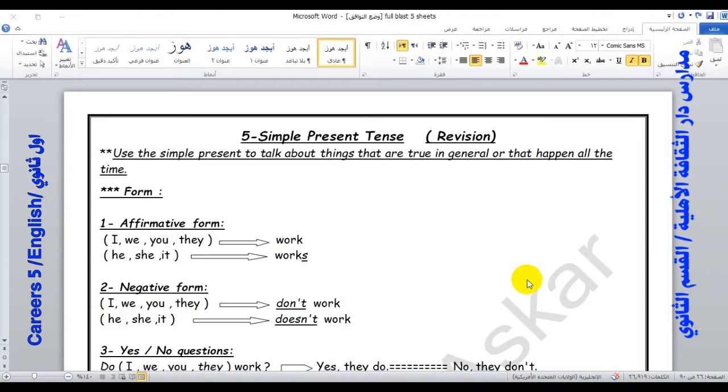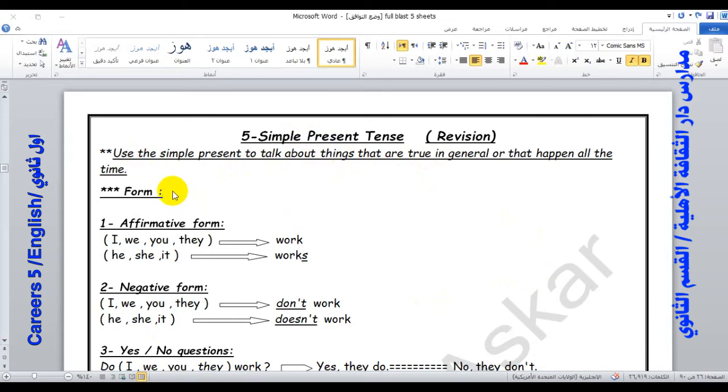Today, inshallah, we are going to study the last part of the grammatical points in Unit 2. Number 5 is the simple present tense. We actually studied this tense in Unit 1. Here it is a revision. Use the simple present tense to talk about things that are true in general or that happen all the time.